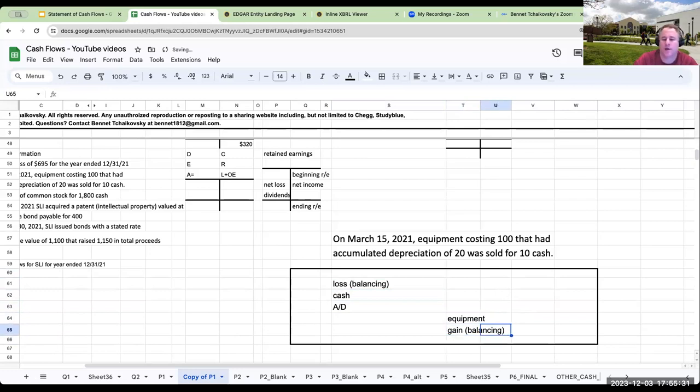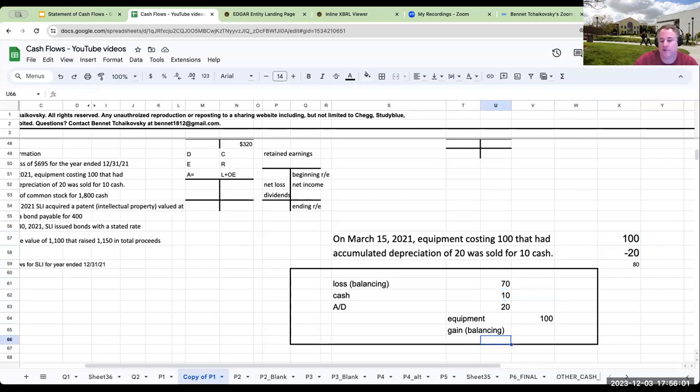Okay, now, when I go through and input this, if we think about it intuitively, the equipment costs me 100, with accumulated depreciation of 20, so this is on my books for 80, right? Over here, I'm getting cash of 10. I have a loss on sale of equipment of 70. Okay, how did I get that?